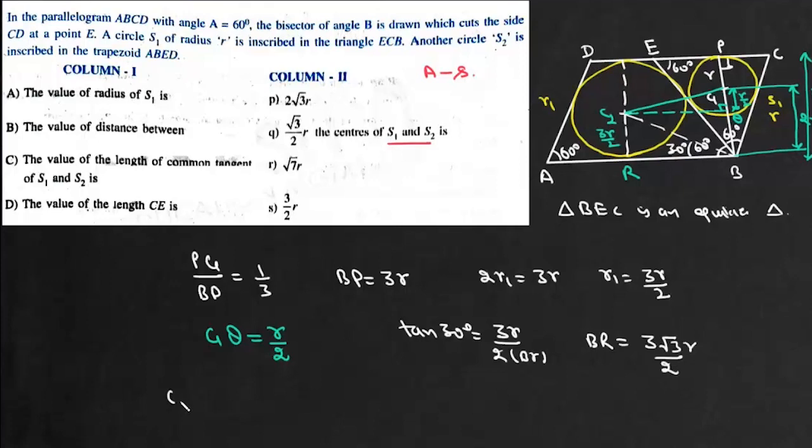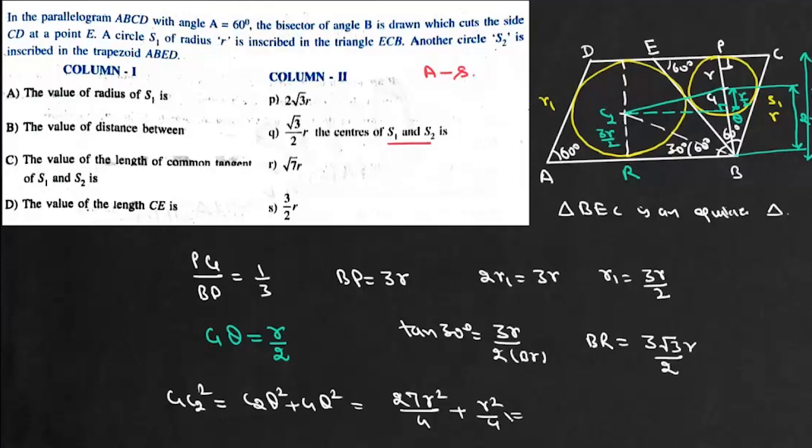So from here we can write C1C2 square is equal to C2Q square plus C1Q square. Now C2Q square is the same as BR square, so there will be 27 r square by 4 and plus C1Q square, and there will be r square by 4.